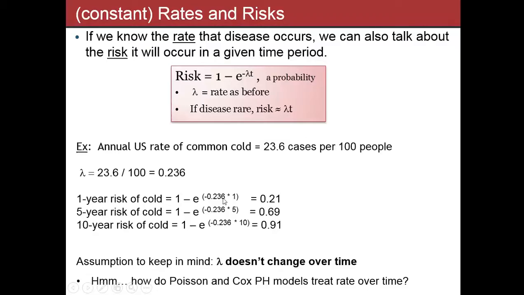Right, we're just saying that the risk changes over time, right? If it's a 5-year risk versus a 10-year risk, yeah, the risk goes up. But the rate, the disease-producing process, this 0.236, is the same over time. So the risk is changing over time because it's 5 years, 10 years, but the rate is the same. And we have a modeling structure that deals with a constant rate, and it's actually Poisson regression.